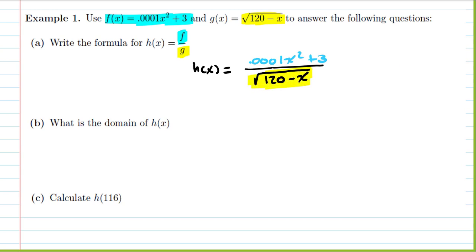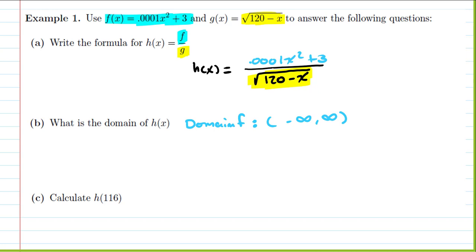All right. So now we want to find the domain. So we need to remind ourselves, what is the domain of f? Well, the domain of a polynomial is going to be all real numbers. So its domain would be from negative infinity to positive infinity.